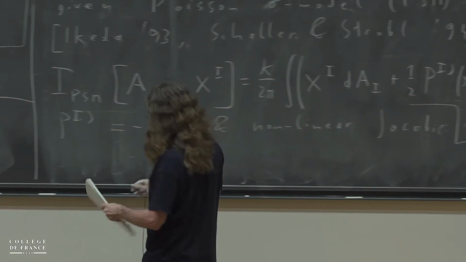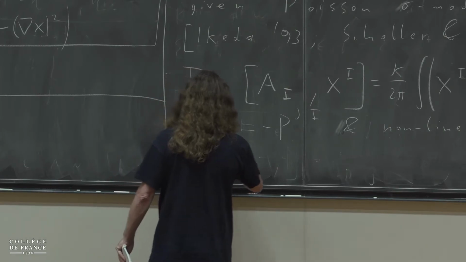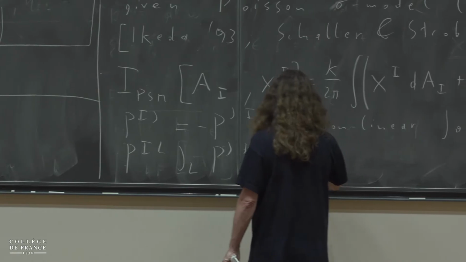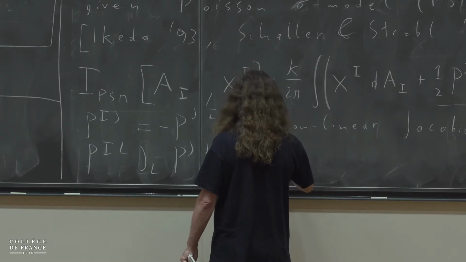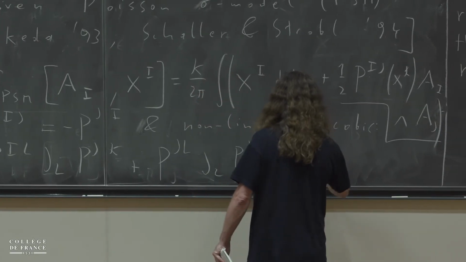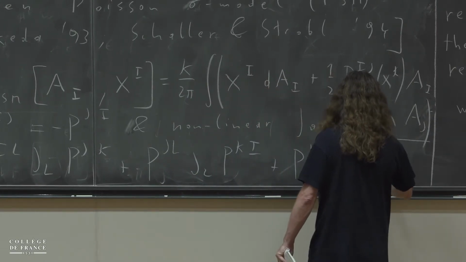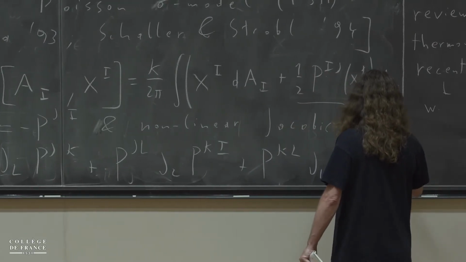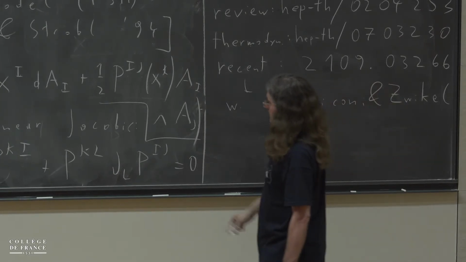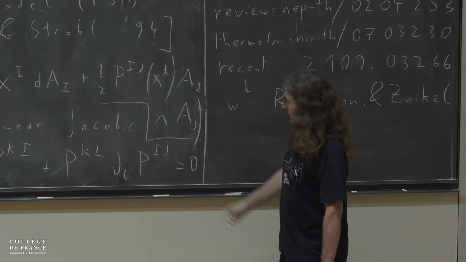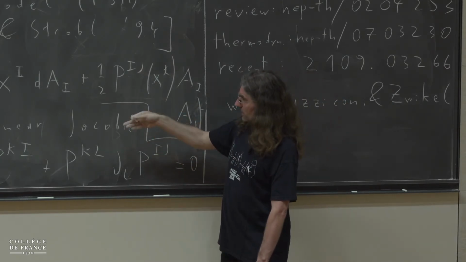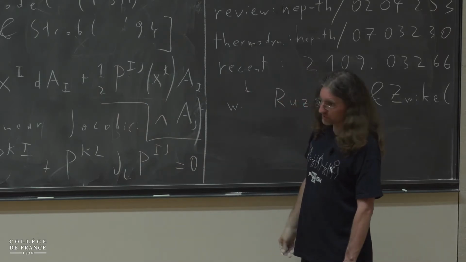And they look as follows. So p^{il} ∂_l p^{jk} plus the cyclic sum. So, okay, let me write it down. So p^{jl} ∂_l p^{ki} plus p^{kl} ∂_l p^{ij}. This has to vanish. So any tensor with these properties is a proper Poisson tensor, and you can use it to define a Poisson sigma model.